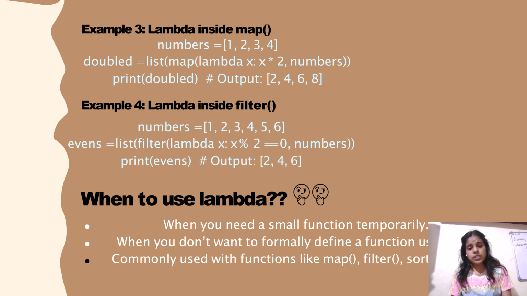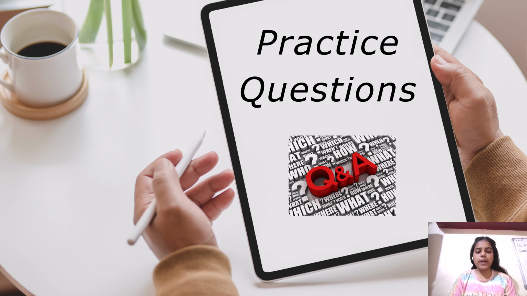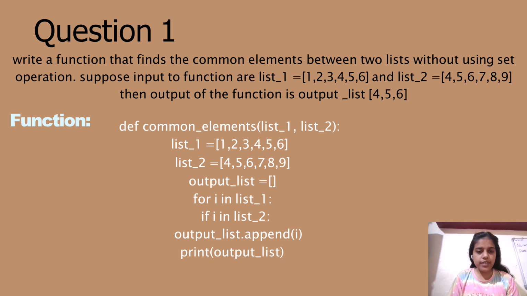Then the question is why we use lambda. We can generally create any function and do our work with it. But why do we use lambda? So when you need a small function temporarily, when you don't want to formally define a function. And let's quickly go through five Python list problems and understand how each solution works, all using the basic list operations we have learned. So the first question is: write a function that finds the common elements between two lists without using the set operation.